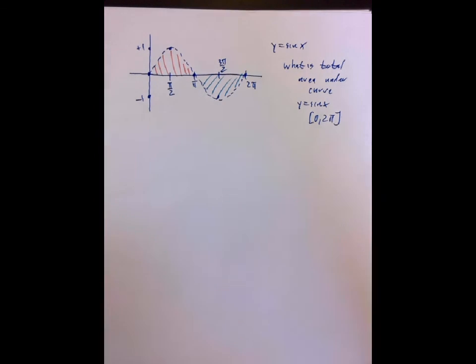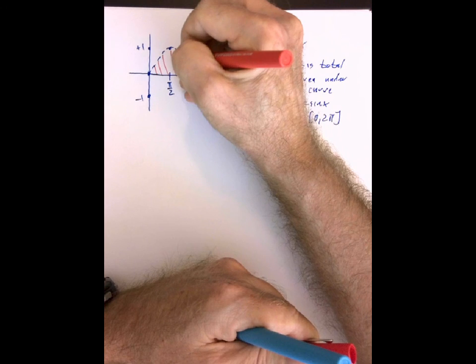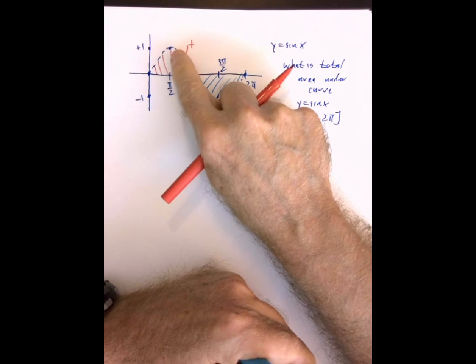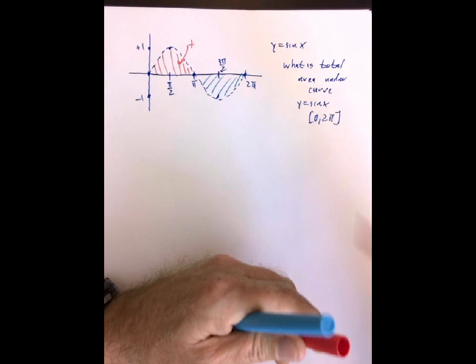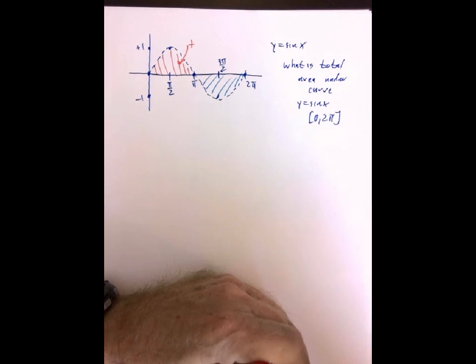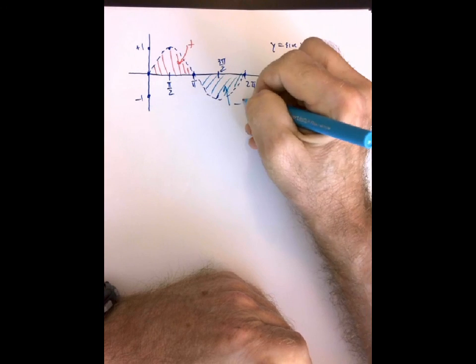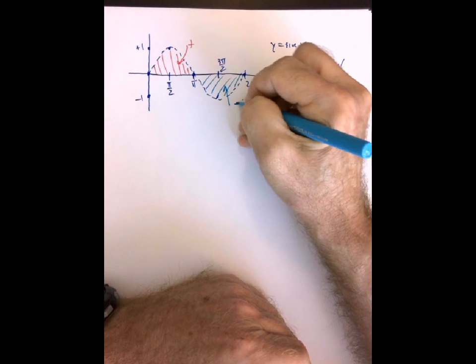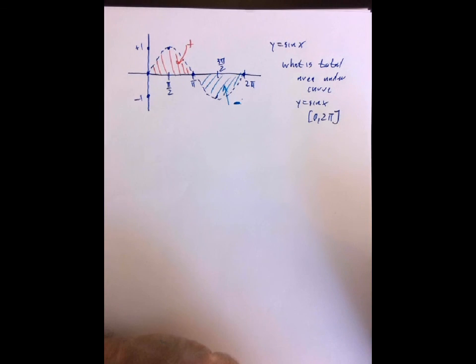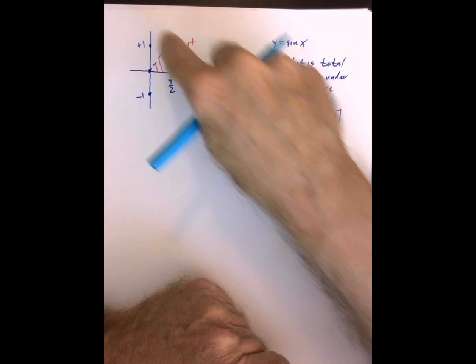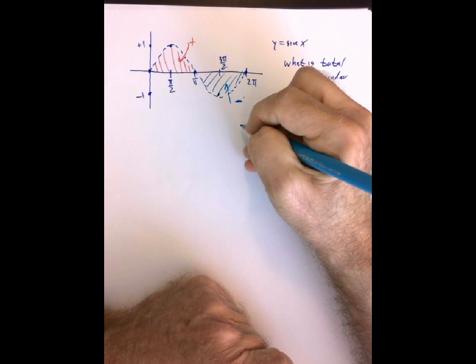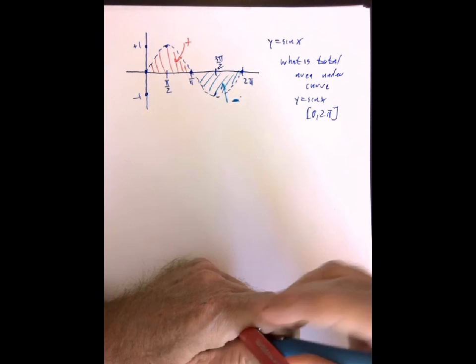But this one is positive because it's above the x-axis. This one is negative because it's below the x-axis, and they exactly cancel each other out, just like John's net distance here. So the area under this curve is equal to 0.